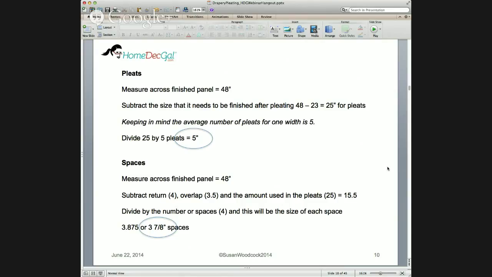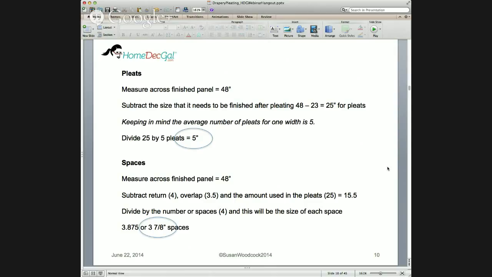Subtract the size that it needs to be finished after pleating. So we just did that in the last slide. That was 23 inches. So the finished panel minus what it needs to finish, 23 inches, leaves 25 inches for the pleats. So now we're going back to where I talked about the average number of pleats for 1 width is 5 inches. I know that. I'll divide it by 5. Perfect. I have 5 pleats at 5 inches. That's optimal. Yay. Ding, ding, ding.